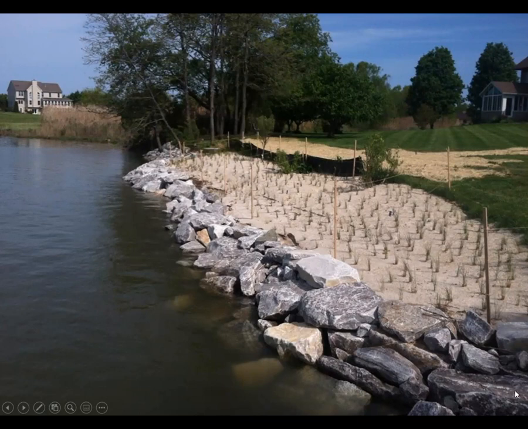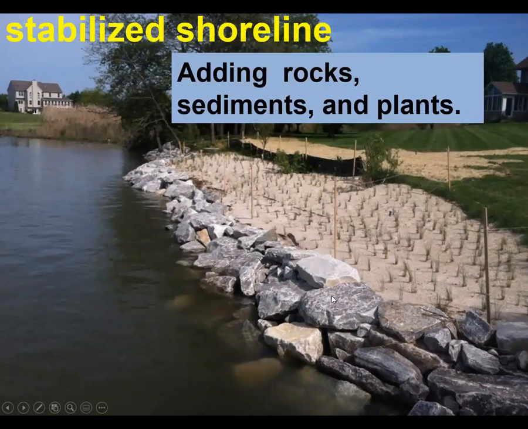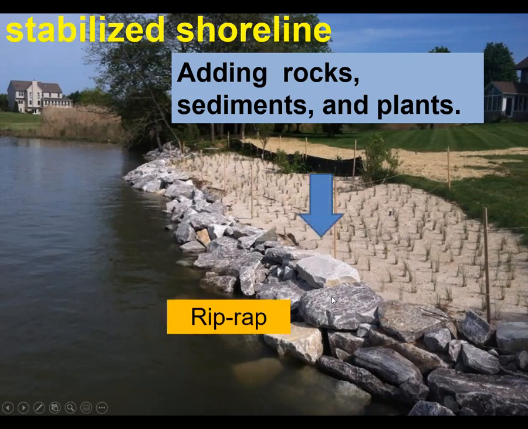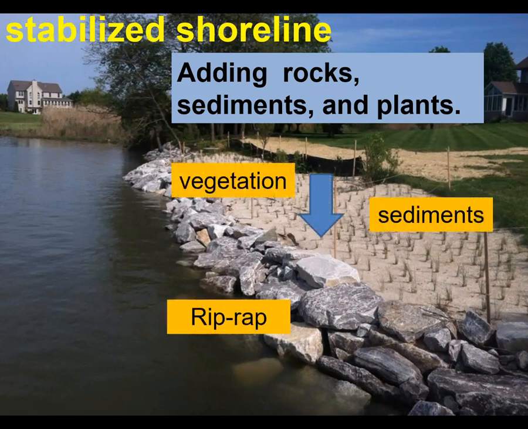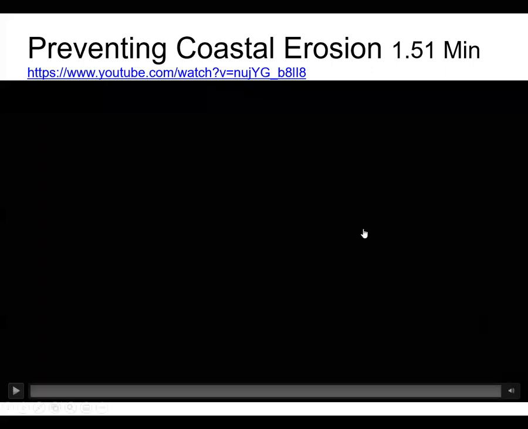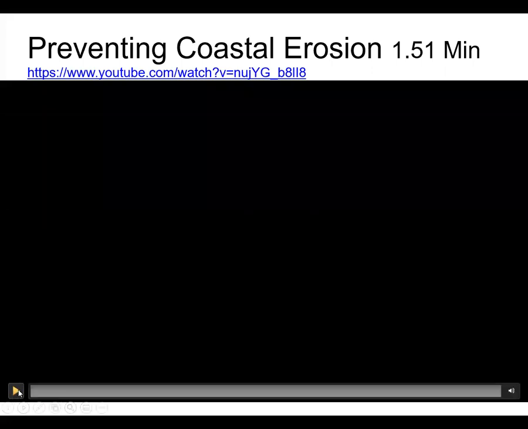This one does not have a wall, but it's still a good way to protect the property from erosion. Okay, adding rocks, sediments, and plants stabilize the shoreline. That's the riprap, sediments and vegetation. Now let's watch this video. It's only 1 minute and 51 seconds for us to learn more on how erosion is prevented in coastal areas.